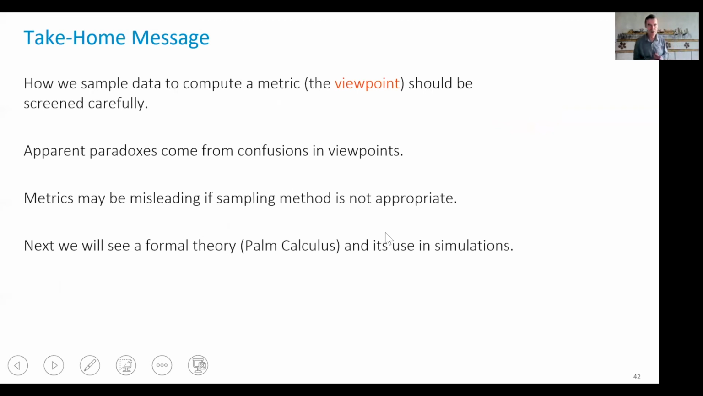So voilà, that's for this introduction, which is relatively non-formal, but I hope I've convinced you that the way we sample data to compute a metric may be important. We've seen the Airbnb, we've seen the train system. You will be able to clarify that exactly in the quiz. And apparent paradoxes may come from not making the viewpoint explicit. So that may be intentional.